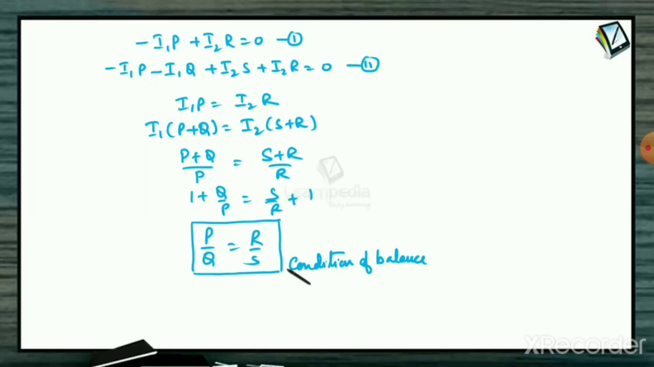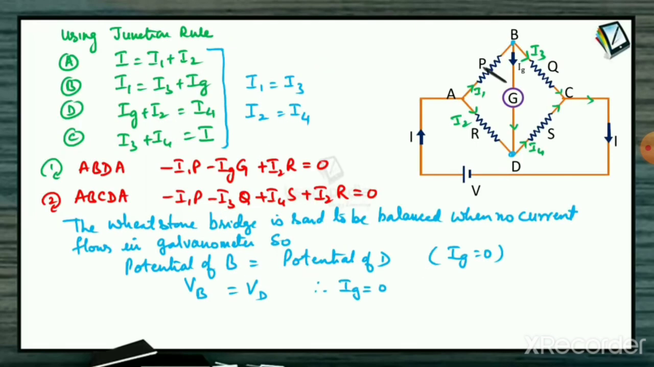And the current through the galvanometer is 0 and P by Q is equal to R by S. That means when the ratio of resistances P by Q is equal to the ratio of resistances R by S, then the current through the galvanometer becomes 0 and the potentials of points D and B will be equal. Then it is called a balanced Wheatstone bridge condition.